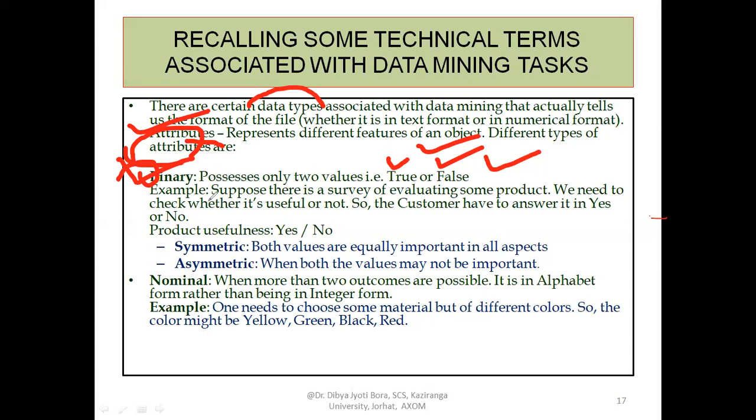Okay, so let's try to understand this binary attribute with an example. Suppose there is a survey evaluating some product. Now we need to check whether that product is useful for you or not, yes or no. Sometimes we need to fill a feedback form. So there are only two options, either yes or no. If this product is useful for you, then you will put yes. And if it is not fruitful for you, then you just put no. So that is why this is a binary attribute.